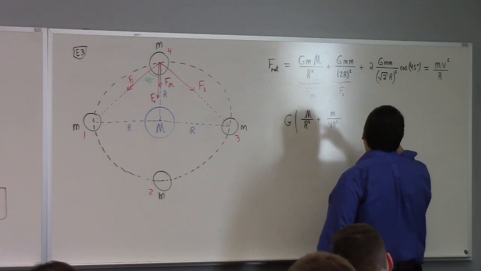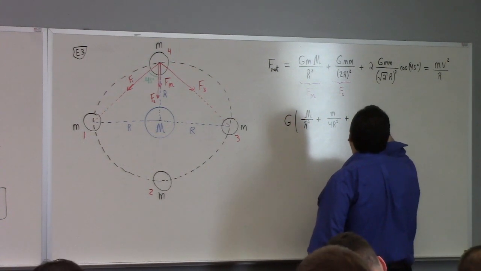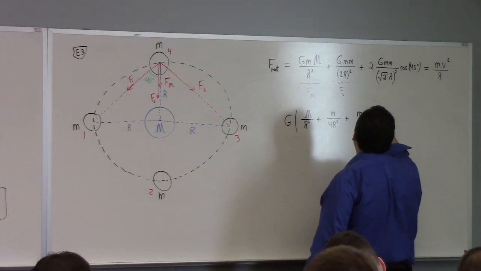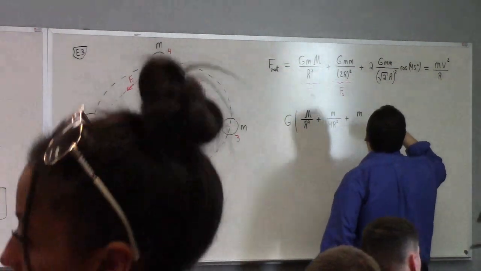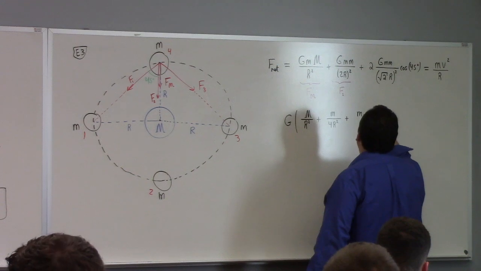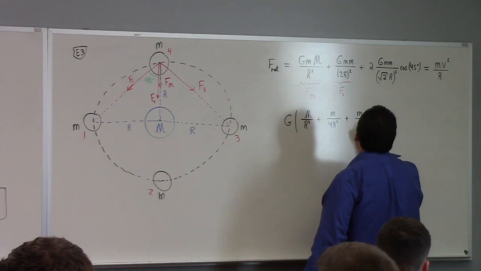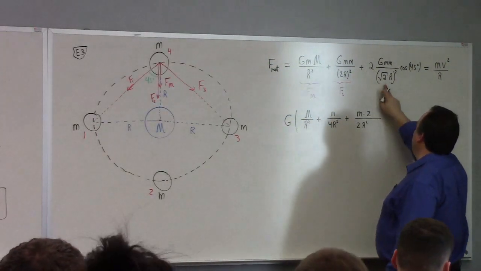Let's see here. Plus little m, let's see here. I'm going to write, so we've got times 2 divided by 2 r squared. That's just from this and that.